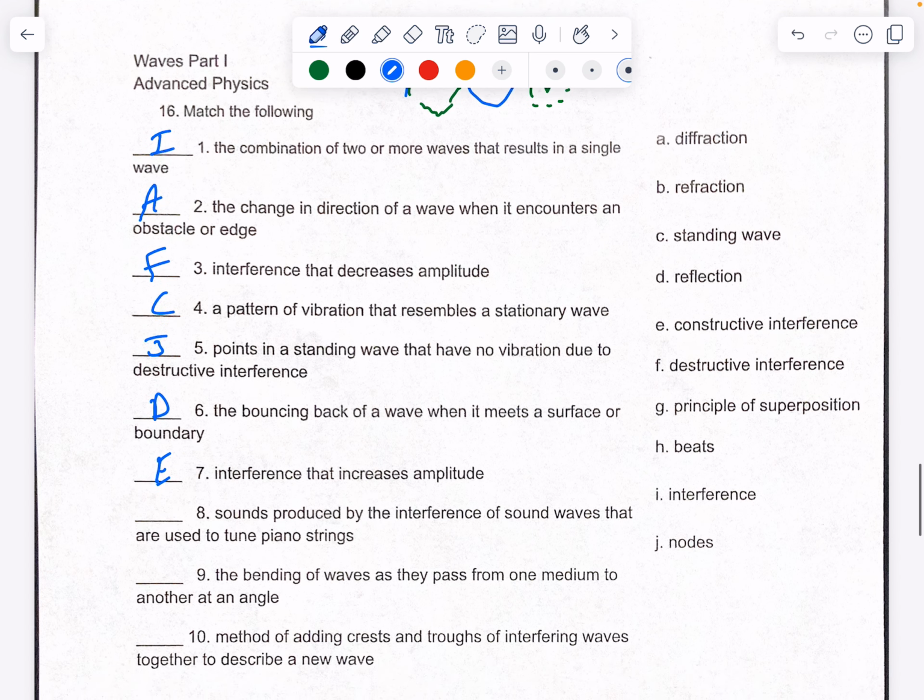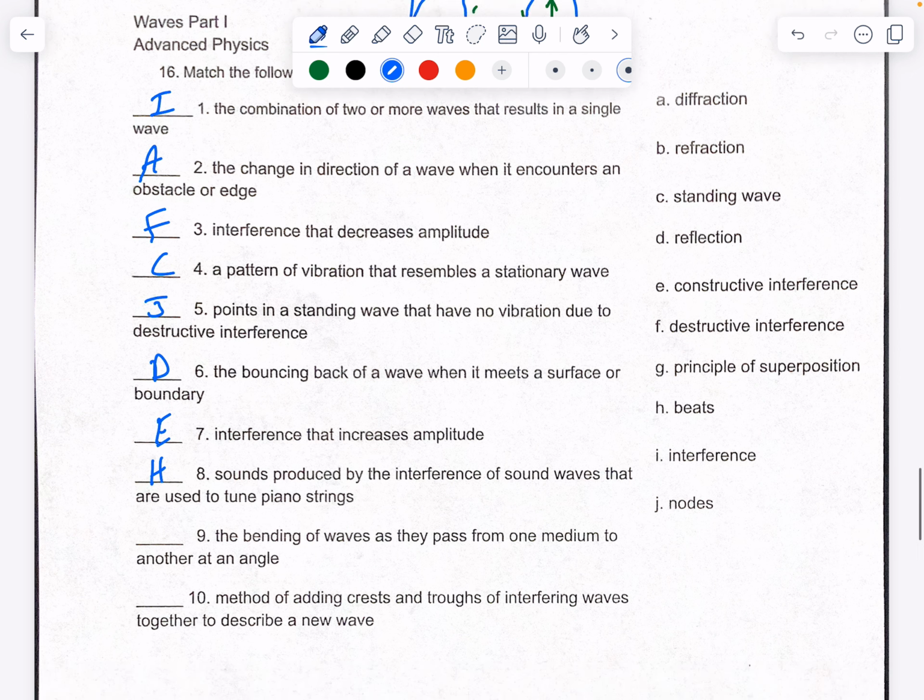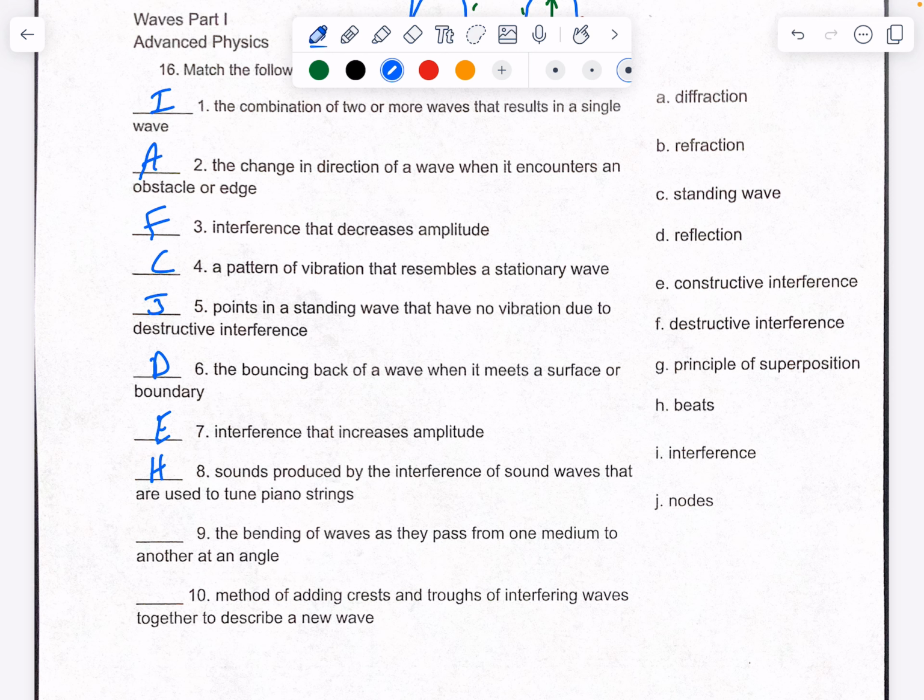8, sounds produced by interference of sound waves that are used to tune piano strings. So we didn't really go over this, but this would actually be beats, so I'm not going to ask that on the test. Number 9, the bending of waves as they pass from one medium to the other. So that'd be going like from air to water or water to air. That is refraction. That is B.